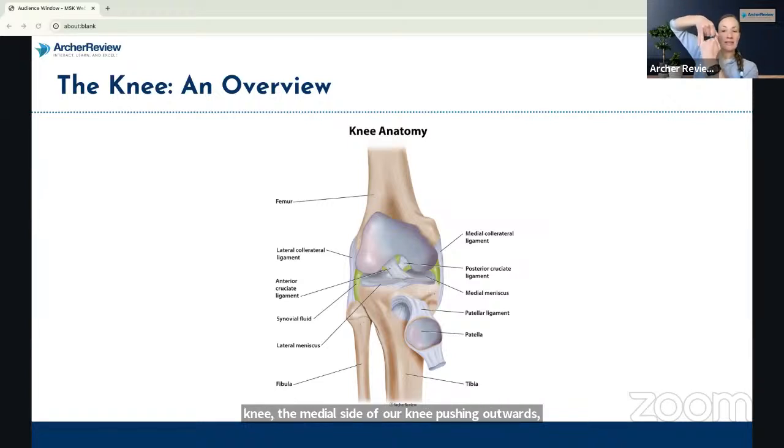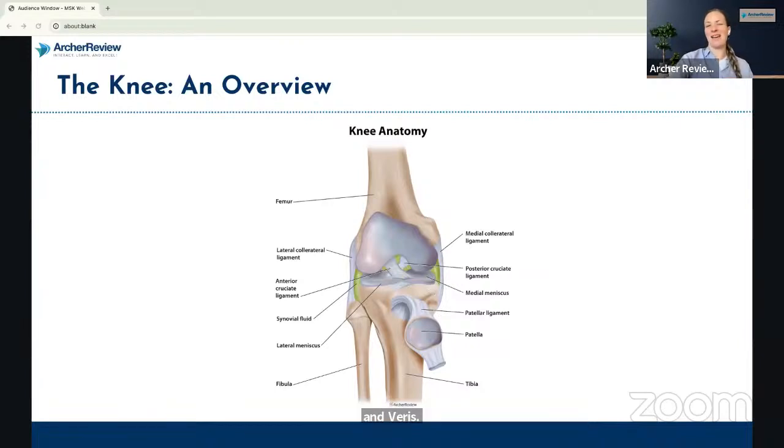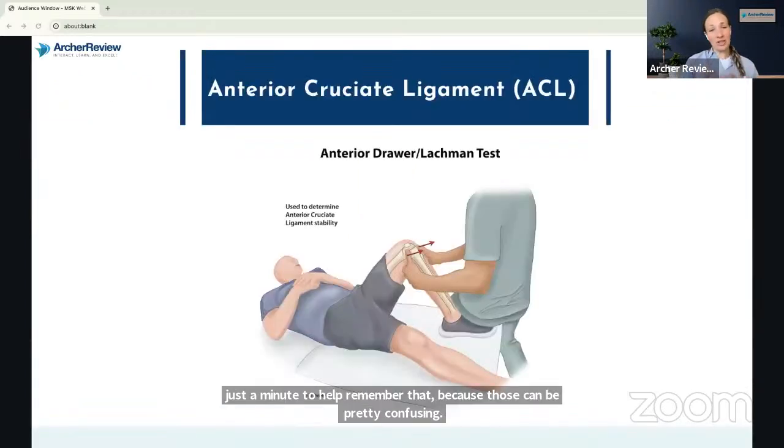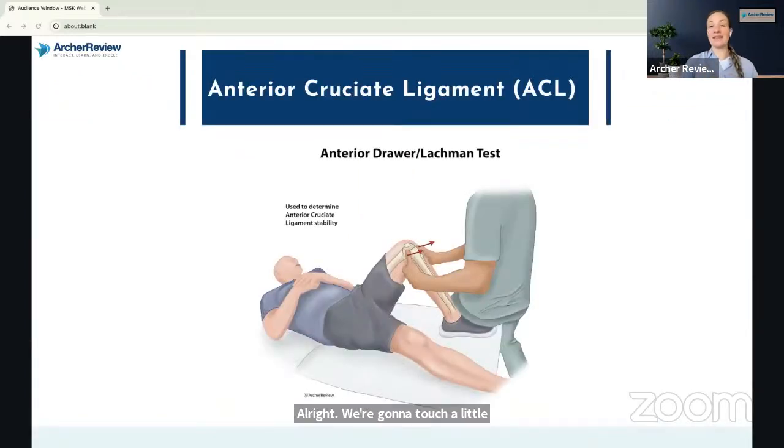So these ligaments are really, really important for that stress coming inwards and the stress coming outwards, which are those words that you know, valgus and varus. We'll go through an acronym or a mnemonic in just a minute to help remember that, because those can be pretty confusing. All right. We're going to touch a little bit on some of these special techniques.